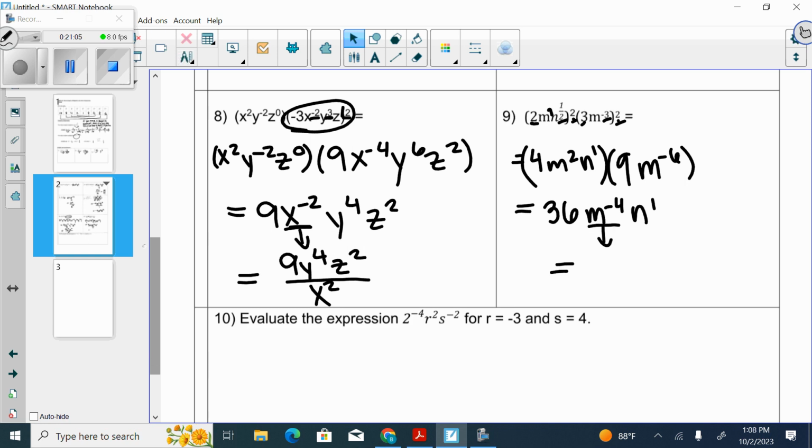So in the top, I've got, and in the bottom, we've got m to the 4th. Pretty good.